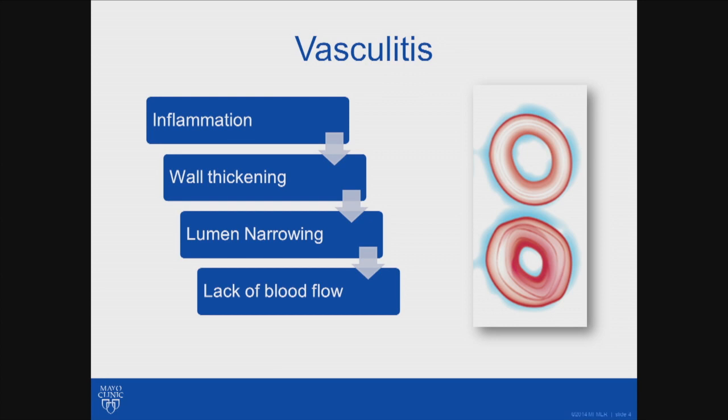So in the case of large vessel vasculitis, for example, one of the most feared consequences in giant cell arteritis is loss of vision. And that's because we're interrupting the blood supply to a very important organ, which is the optic nerve at the back of the eye.